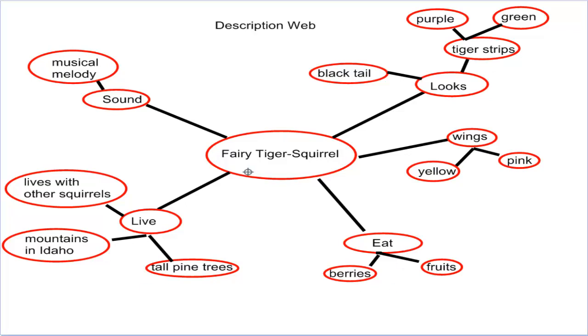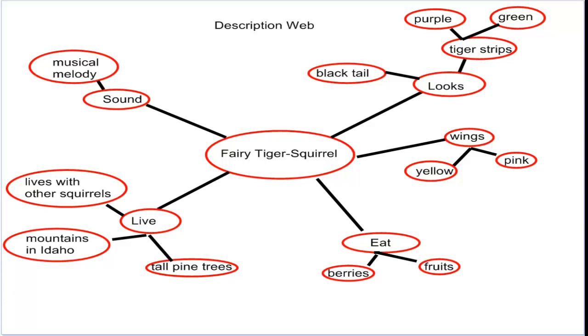What does my fairy tiger squirrel eat? Berries and fruits. Where does it live? It lives in tall pine trees, mountains in Idaho, and lives with lots of other squirrels. And finally, what it sounds like is it will speak or chatter in a musical melody. So this is an example of how to make a description web for the first part of your POW.